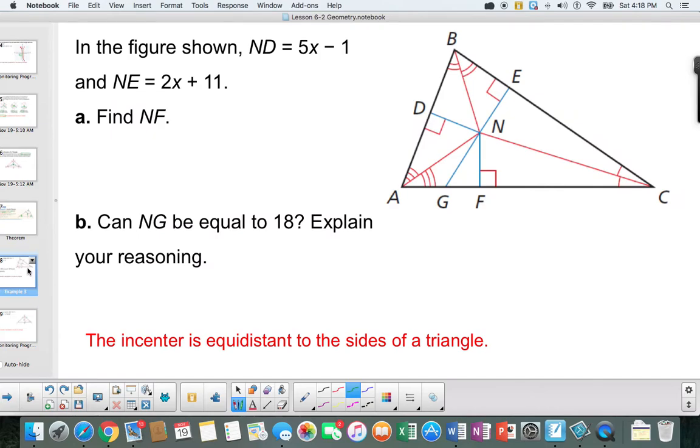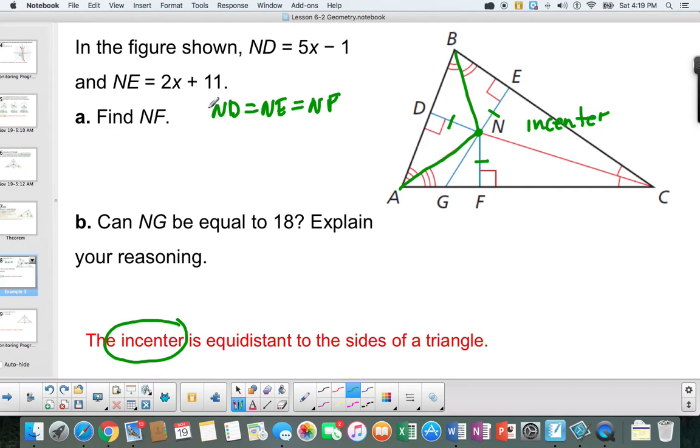All right, let's take a look at a problem, and I'll go ahead and work with you on this one. I want you to notice that N is an incenter. Now, how do I know it's an incenter? I notice it because right here I have an angle bisector, and right here I have an angle bisector. That's the big giveaway. Incenters are created by angle bisectors. Now, once we find the incenter, we know it's equidistant to the sides. So that means NE, ND, and NF are all the same. So I'm going to write ND equal to NE, and I could even say it's equal to NF.